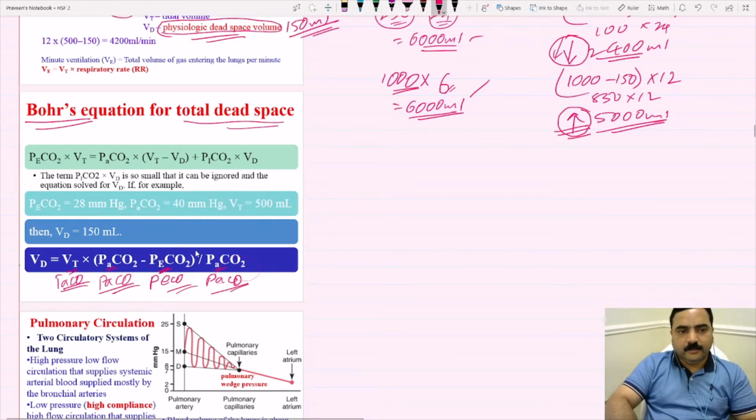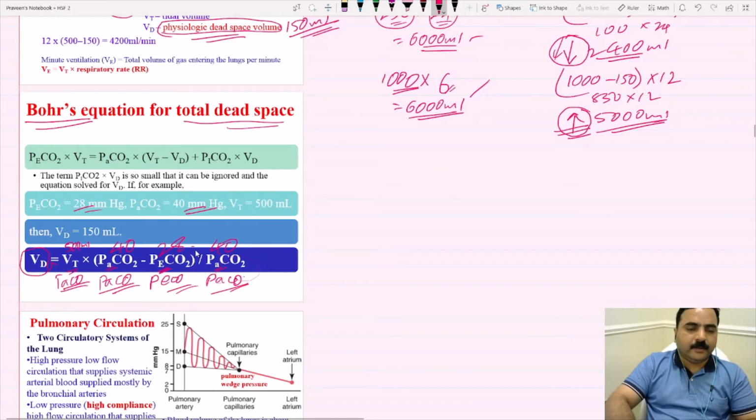Not only that, you need to memorize the normal values. In most cases the question will give you these values, you just put them in this equation and calculate the dead space. The normal value of tidal volume is 500 ml. PaCO2, arterial carbon dioxide, is 40 mm of Hg, and PECO2 is 28 mm of Hg, and PaCO2 is again 40. So this is TACO, PACO, PECO, PACO: 500, 40, 28, 40. These are the normal values that you need to memorize.